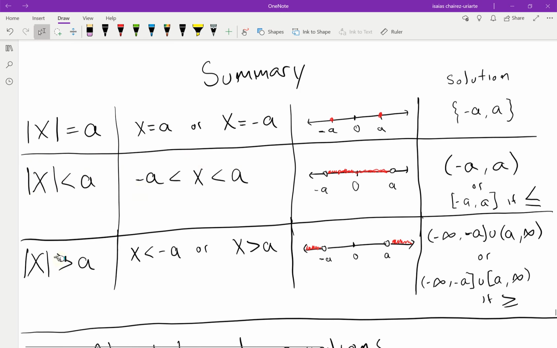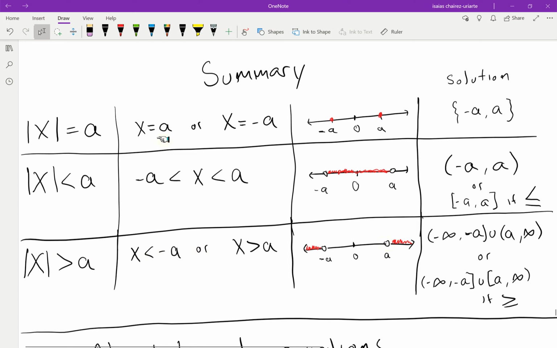If you are dealing with the absolute value of x is bigger than something, A in this case, then that also splits up into two inequalities. One of them is x is bigger than A, or x is less than negative A. These are things that are more than A units away from 0.